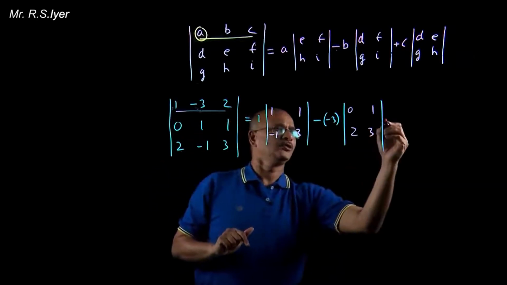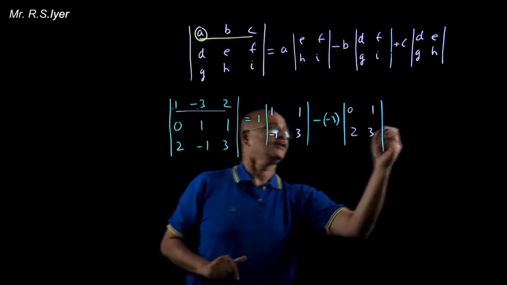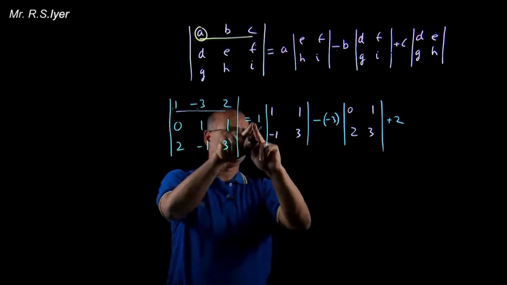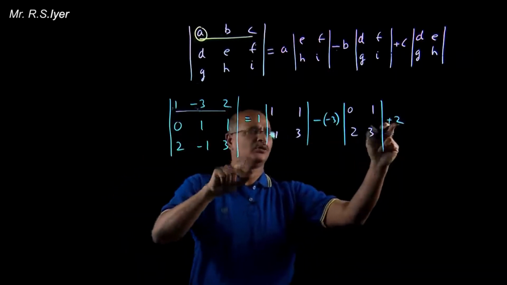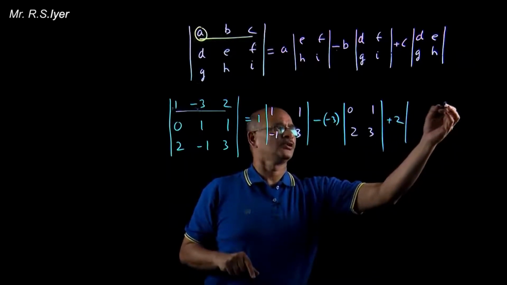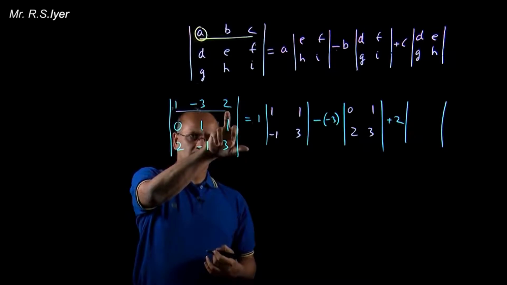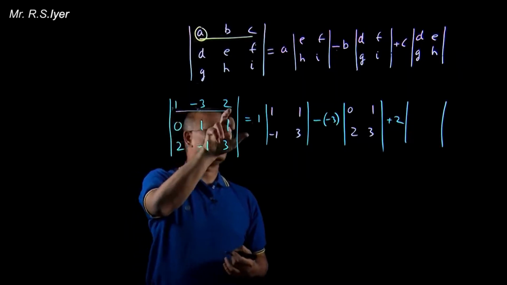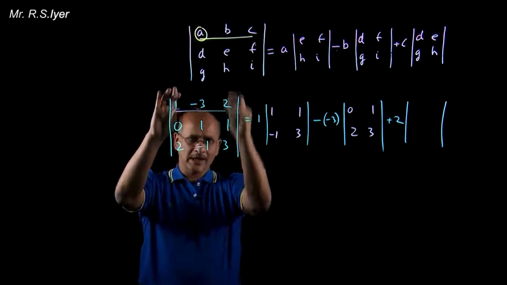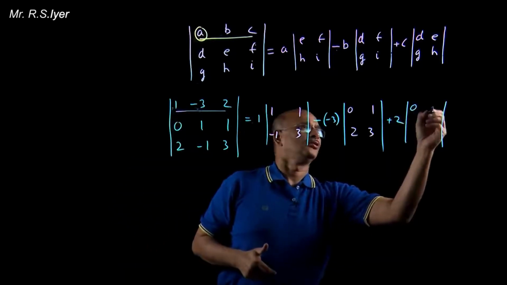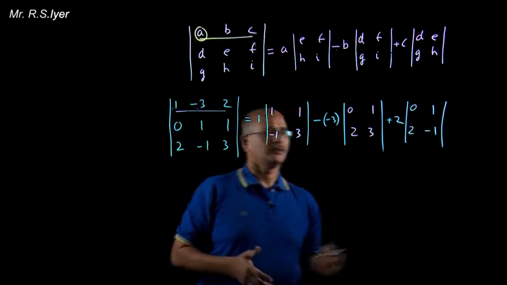Similarly, plus 2. See what I am doing with the sign: plus, minus, plus. Plus 2. Then you just put across the values. If I take the third column and the first row, 2 comes over here. So leave that row and leave that column: 0, 1, 2, minus 1.